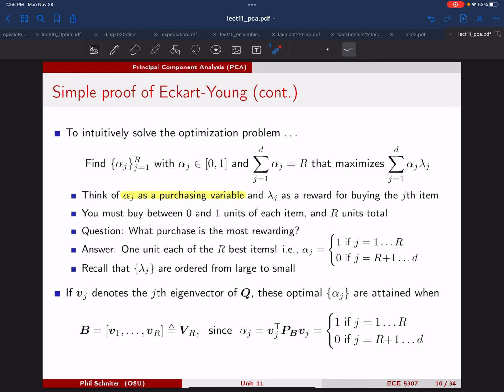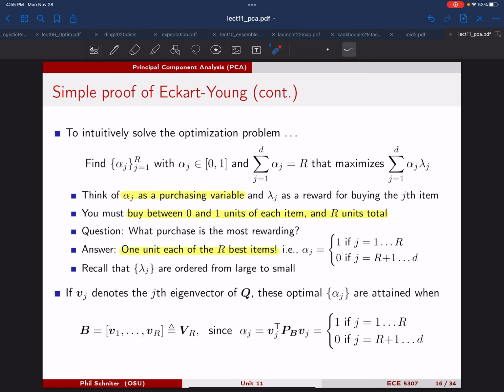And if you think about this, it has a simple solution. You have to buy between 0 and 1 units of each item, R units total. The most rewarding purchase is going to be 1 unit of your R favorite items. That's it, right? If you sacrificed and you bought any less than 1 unit each of those items, you would have to spend it on an item you like less. You'd be less happy. So you just want to figure out your R favorite items and buy 1 of each, and that's as happy as you can be.